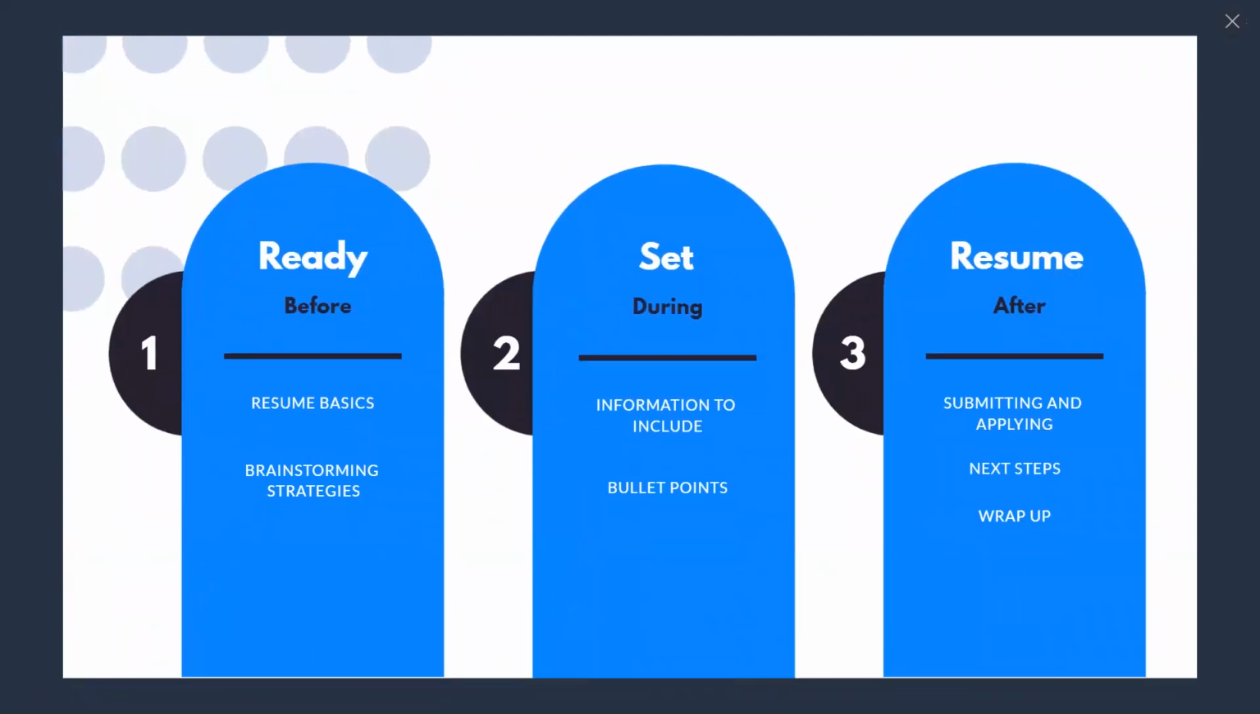Here's our agenda. We're going to talk about this as before the resume, during the resume, and then once your resume is done, kind of after. So first we'll talk about some resume basics and some brainstorming strategies for content to put onto your resume. We will talk about which information to include and exclude. We'll talk about the bullet points of a resume. And then we'll follow that up with submitting and applying, next steps. Then we're going to wrap it up like a burrito at the end. So stay with us as we jump into our first slide.